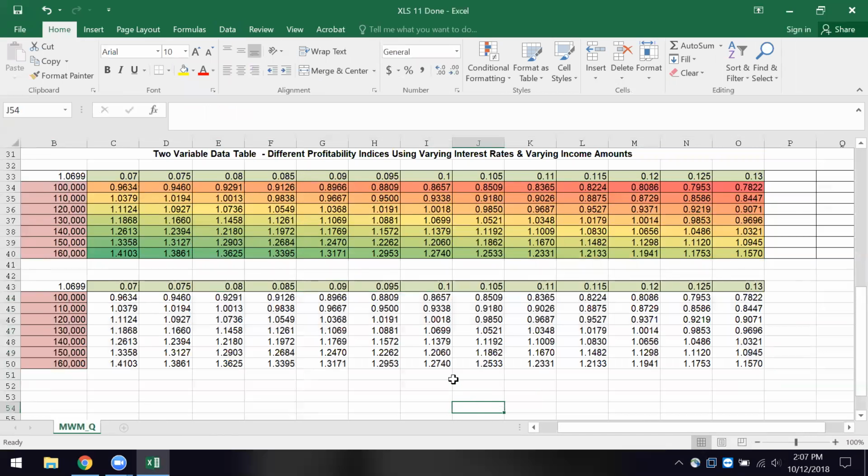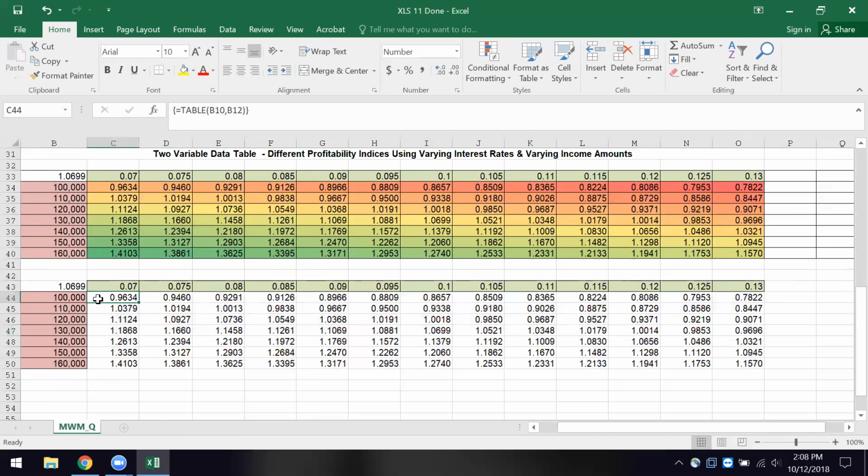Now, let's check our work, and I'm going to take a look here. And at 10% interest and at $130,000, I'm good. So I've got the table created. This lets me see at different levels of discount rate or interest and at different levels of annual income, what does it look like? Now, I use some conditional formatting, okay?